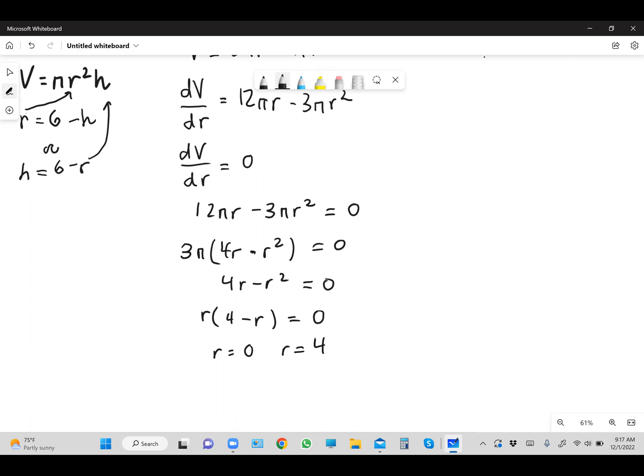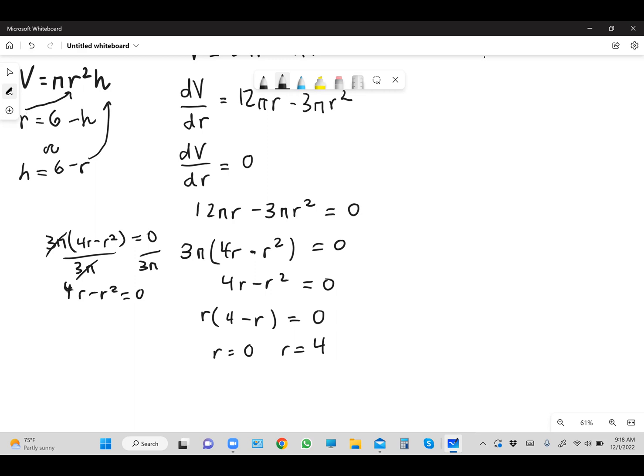And you're done. What happened to the 3? Well, right here, I just told myself, I have 3 pi times 4r minus r squared equals 0. I can just divide both sides by 3 pi. This makes it go bye-bye. And then I'm just left with that. And now you should see what's the max and what's the min here, right?